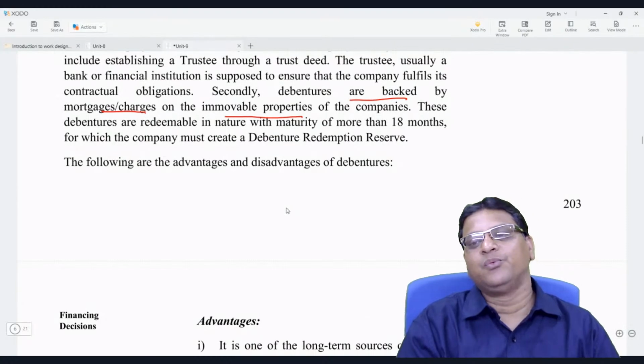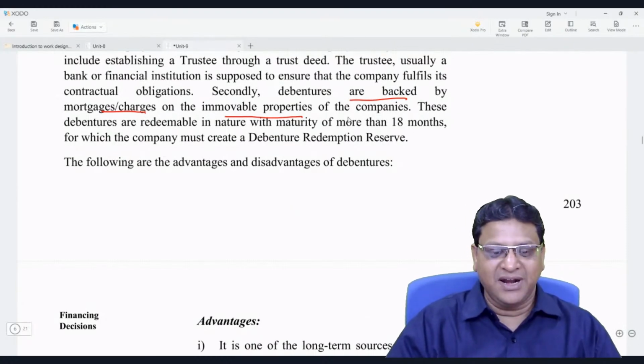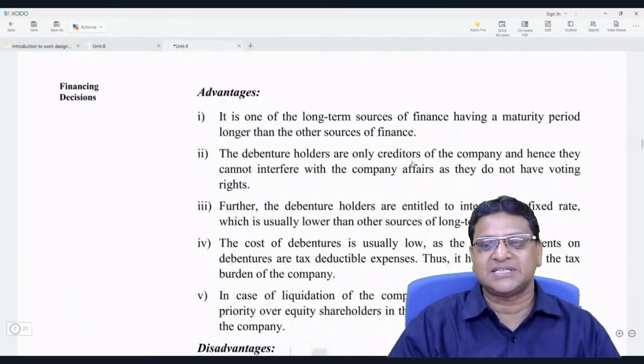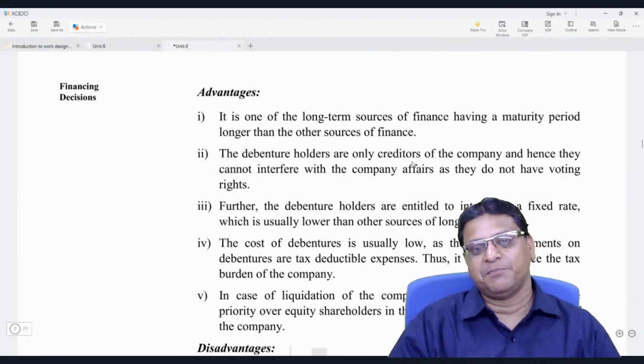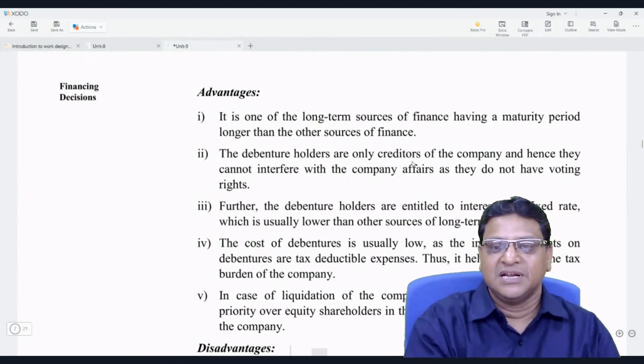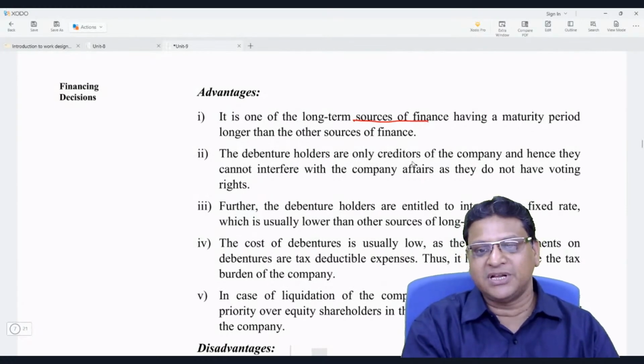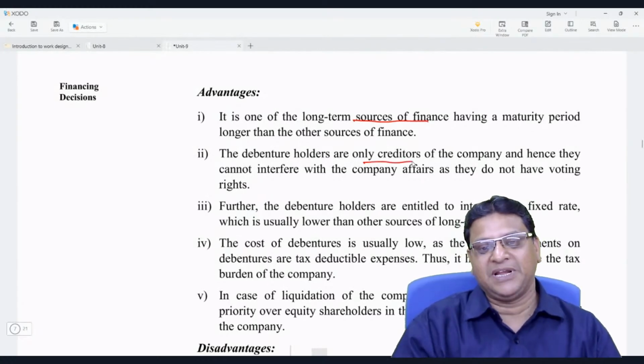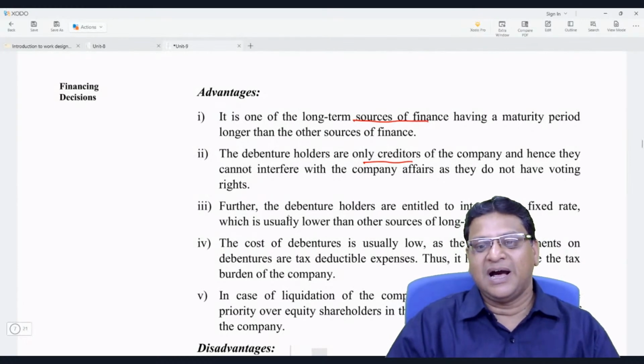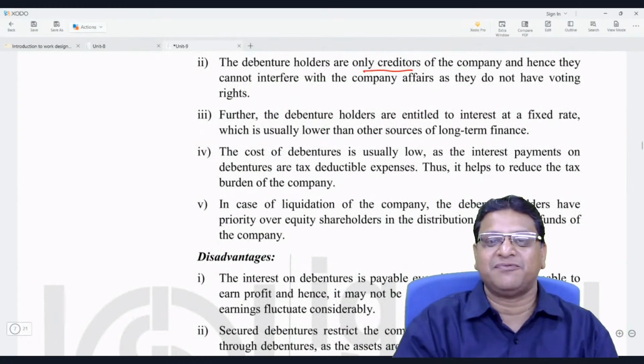Okay. Now we'll discuss the advantages and disadvantages of debentures. First, debenture is a long-term source of finance. Its maturity period is more than 10, 15, 20 years. The debenture holders are the creditors of the company. The debenture holders take a fixed rate of interest.